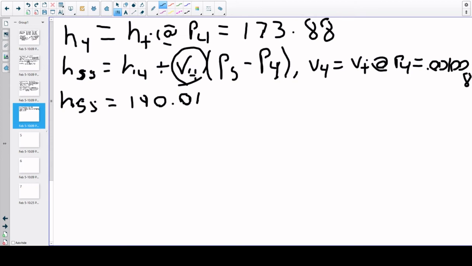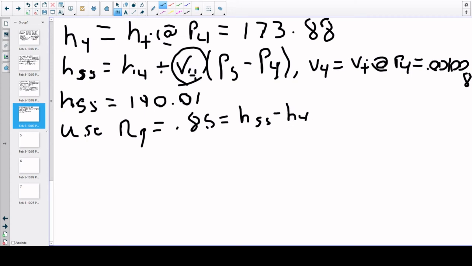And so we then use the efficiency of the pump to find H5. This is very similar to the turbine, except that the numbers are in different places. We have the perfect case on top and the non-ideal case on the bottom, and we are solving for H5. And once you solve for H5, you end up getting 192.851.